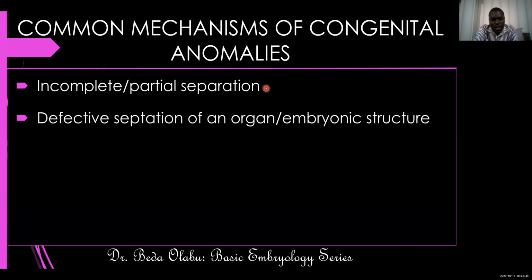You can also have abnormalities due to defective septation. A septum is supposed to form that separates some chambers. A good example here would be in the heart. The heart is initially just one chamber, but then 4 chambers form, 2 atria, 2 ventricles. If that process of separation does not occur well, then you'll have abnormal communication between the heart chambers.